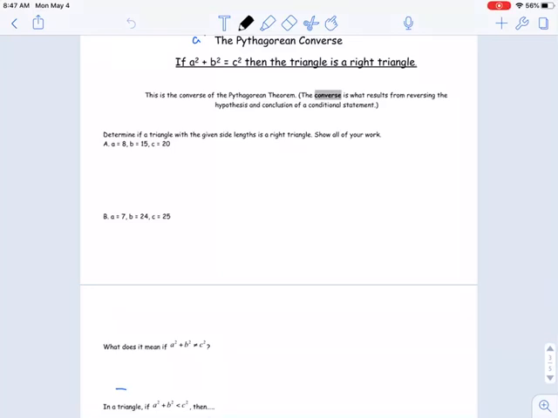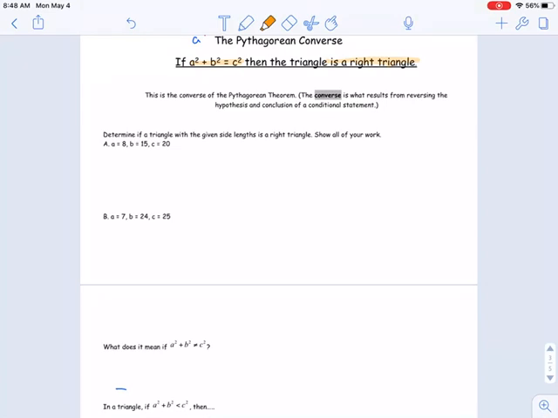Okay, students, we're now here at the last part of the Pythagorean theorem notes, and we're going to talk about the converse of the Pythagorean theorem. If you recall what a converse is, it's just when you swap the hypothesis and conclusion of an if-then statement. So typically we say if a triangle is a right triangle, then a squared plus b squared equals c squared.